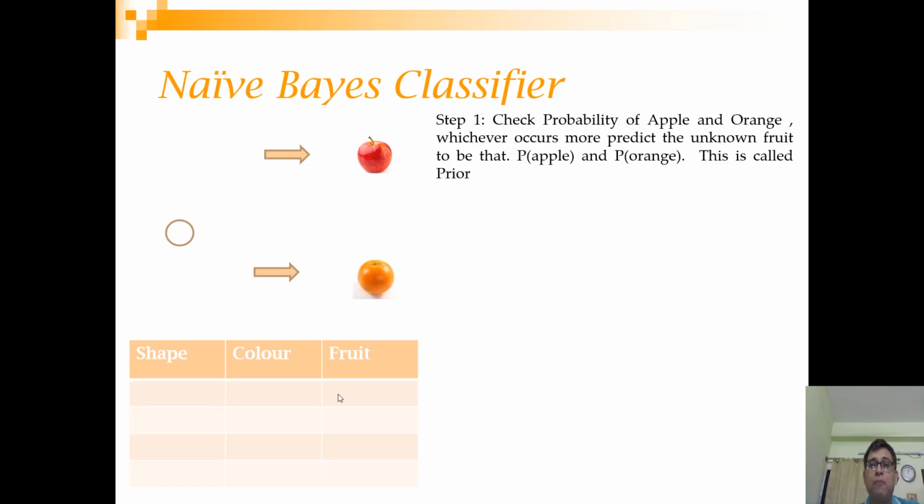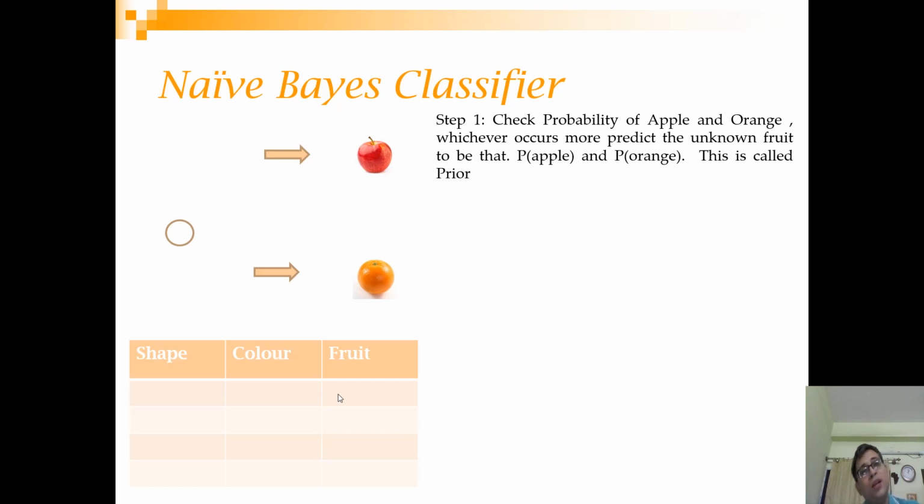The very first step is we check the probability of apple and orange in the entire database. Whichever occurs more, we predict the unknown fruit to be that. Okay, so we calculate both probability of apple and orange, and let's say probability of apple is more, we say this fruit is apple. If you follow this approach, this is called prior probability. Of course you can understand that this is not a very good approach.